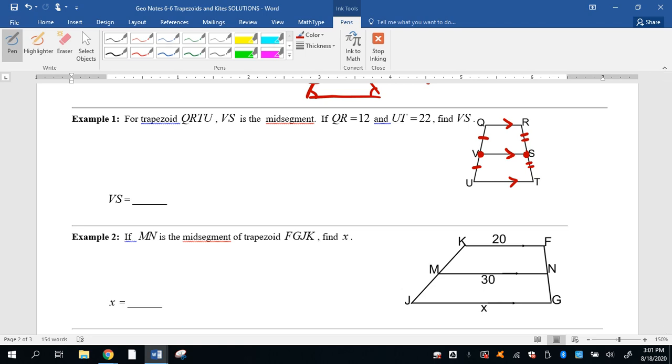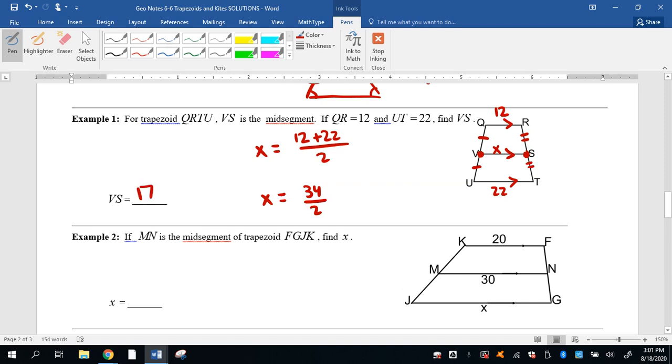Now this is the fun part. It's just the algebra part. QR is 12. UT's length is 22. We want to find the mid-segment. The mid-segment is just the average. You don't have to actually write down a formula with letters. You can just use the numbers on the page, that's fine. So 34 halves is just 17. So easy problems, just make sure you mark up your picture.